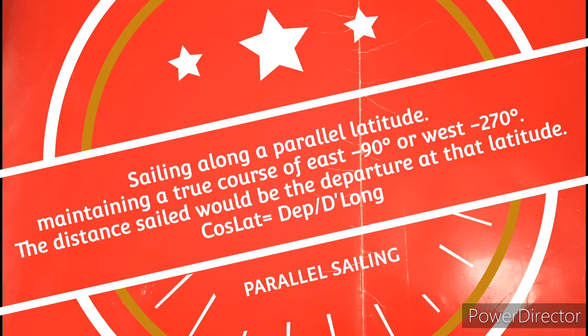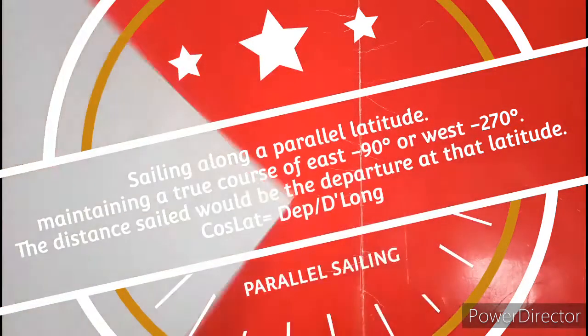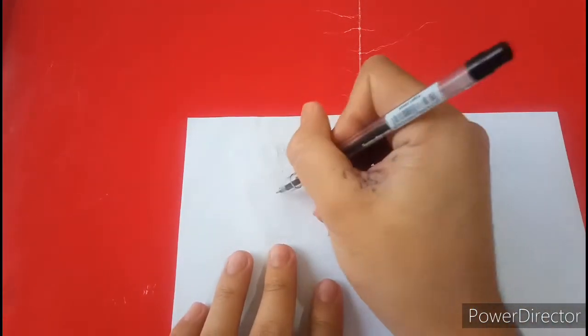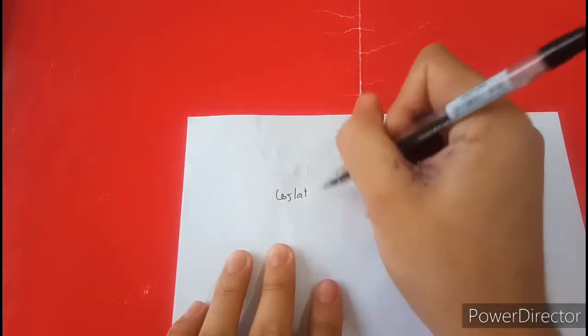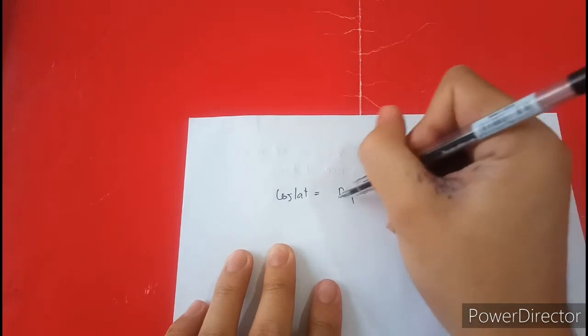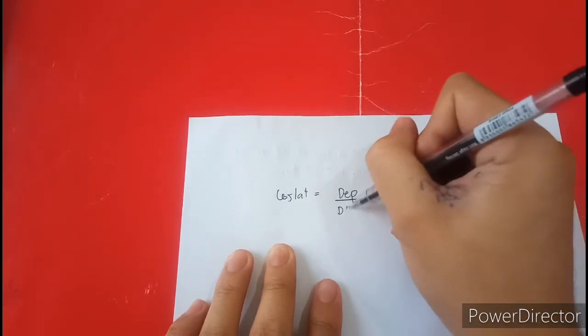Here we are now in parallel sailing. Parallel sailing means sailing along a parallel of latitude, maintaining a true course of east 090 degrees or west 270 degrees. The distance sailed would be the departure of that latitude. The formula in solving parallel sailing is cosine latitude equals departure over difference of longitude.